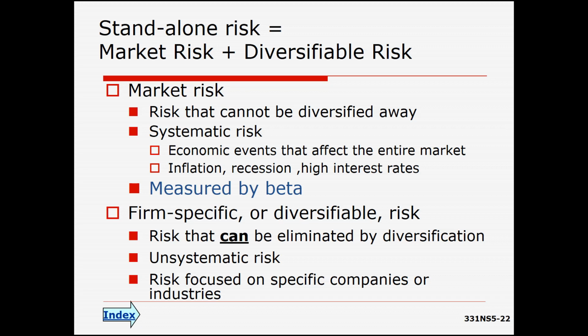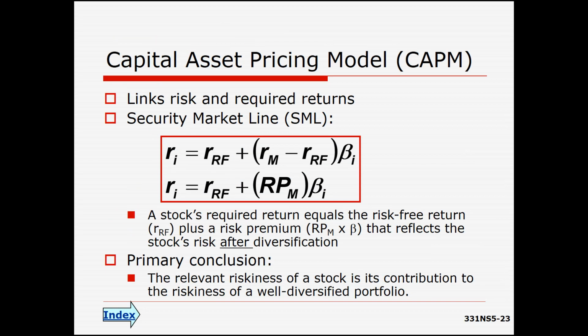Standalone risk is not important to the well-diversified investor. The well-diversified investor is concerned with the contribution an asset makes to his portfolio. CAPM was developed in the early 1960s by William Sharpe (1964), Jack Treynor (1962), John Lintner (1965), and Jan Mossin (1966). Interestingly, only one of these men, William Sharpe, received the 1990 Nobel Prize in Economics for this work. CAPM links risk with required return.